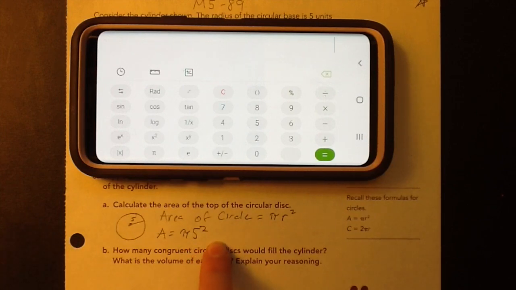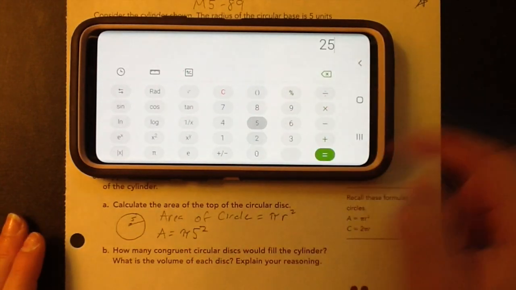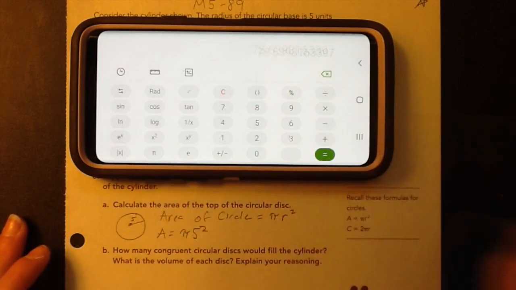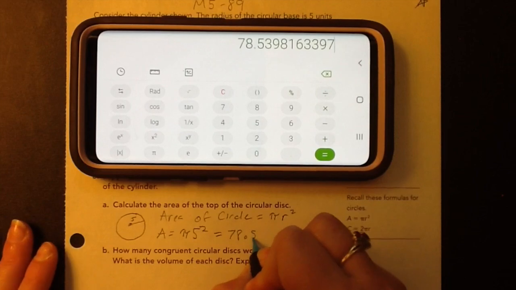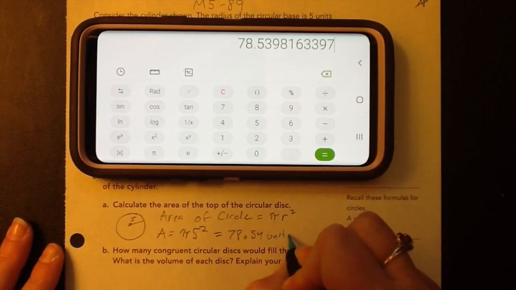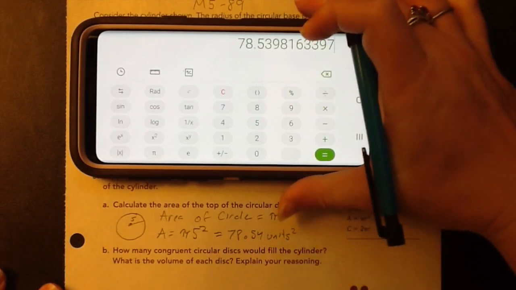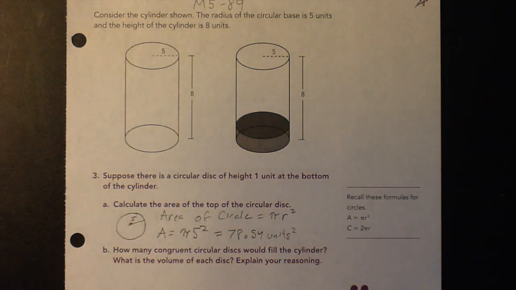Now 5 squared is 25, so we can put that in times pi, and that's approximately 78.54 units squared. And the units are squared because this is a two-dimensional shape.